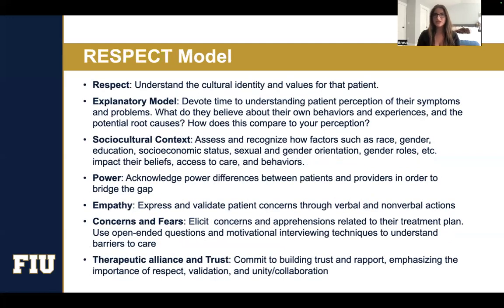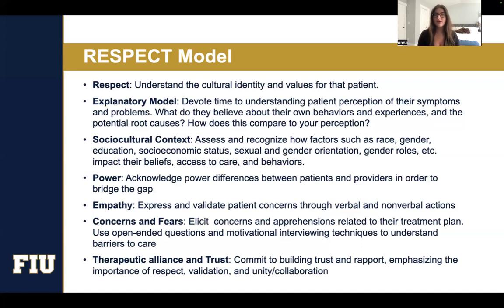There are a couple of different models that we can use. The first one is the RESPECT model, and that includes respect, so understanding the identity and values of culture for that patient. The explanatory model, which is devoting time again to understand their perception of symptoms and problems. What do they believe about their experiences and what's causing their symptoms or their illness, and how does this compare to our perception? Acknowledging their socio-cultural context, so assessing and recognizing how different factors are at play and how those are impacting their health, and how those will impact their understanding and ability to follow the treatment plans that we're creating.